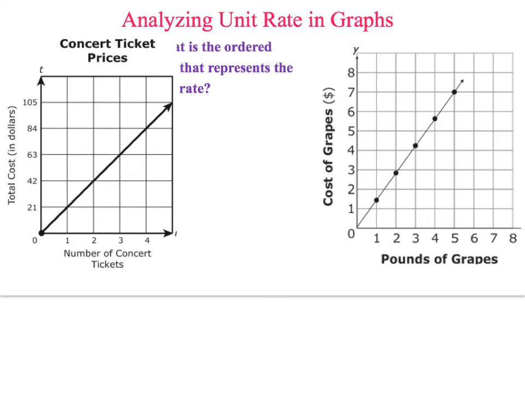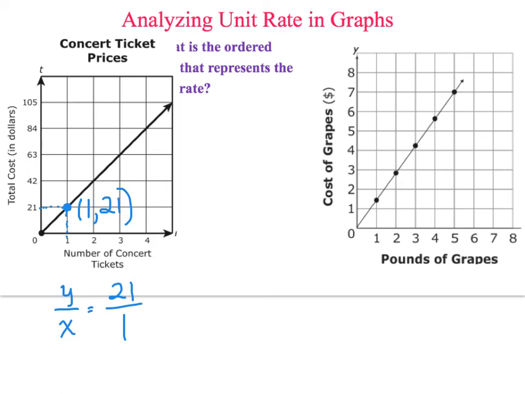Okay, so when I see this first graph, I'm going to find a clear point. The first clear point I see is right here. It tells me that $21 is the cost for 1 ticket. Right there, that's the unit rate. That's the constant, because my x value is 1. So I could write it as y over x, and I get $21 for 1 ticket. There's my constant, there's my unit rate. I just need to write it as an ordered pair. Remember, in an ordered pair, your x comes first, so it's going to be 1, comma, 21.